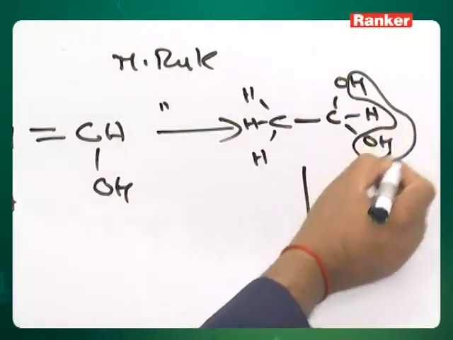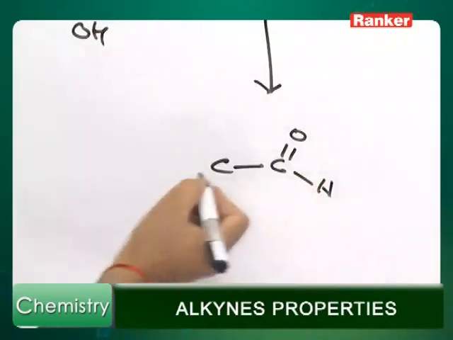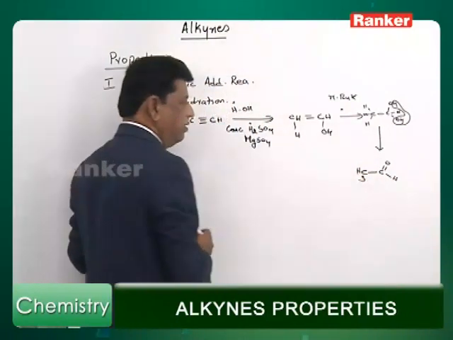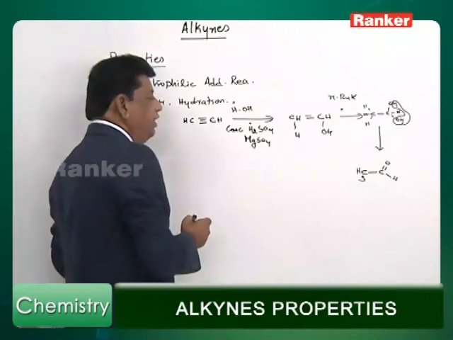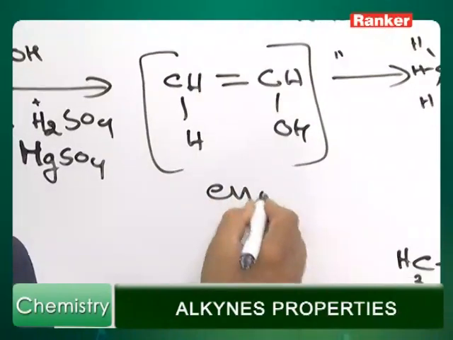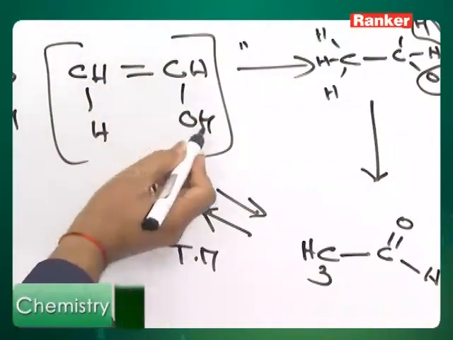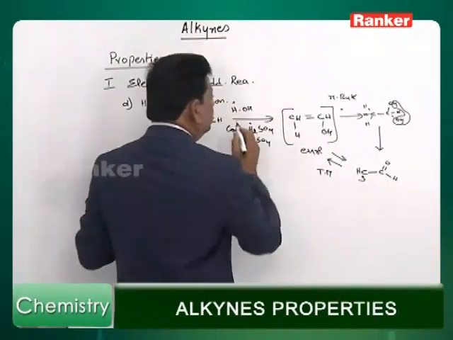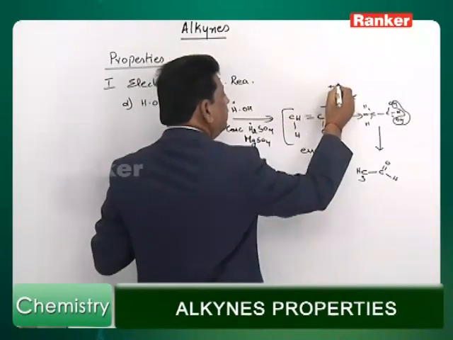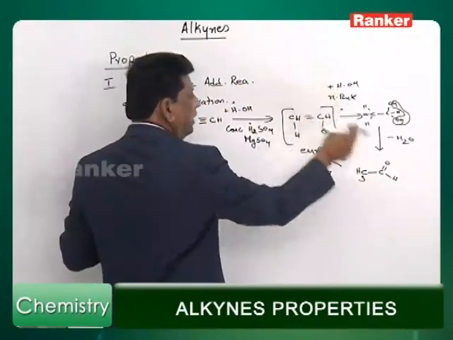So, 2 OHs on the same side eliminate water, and you will get an aldehyde like this, that is, acetaldehyde is formed. Or you can have another phenomenon. After adding the first mole, this compound is an enol. Enols undergo tautomerization. Tautomerism is allowed for the enols. So, hydrogen goes here, double bond comes here. In this way we are adding 2 waters, plus of water and minus of water.